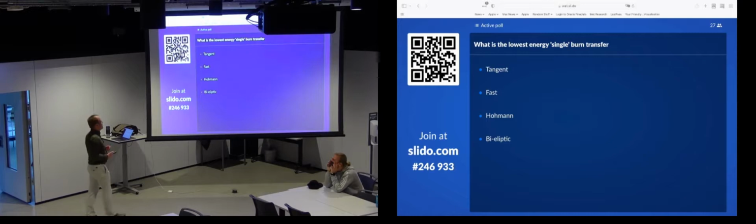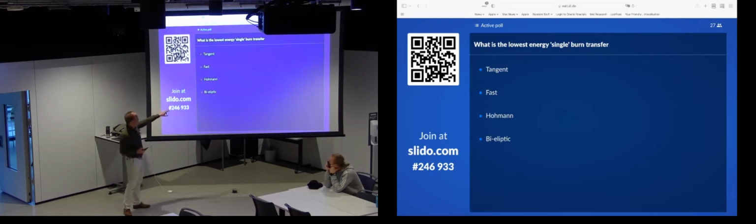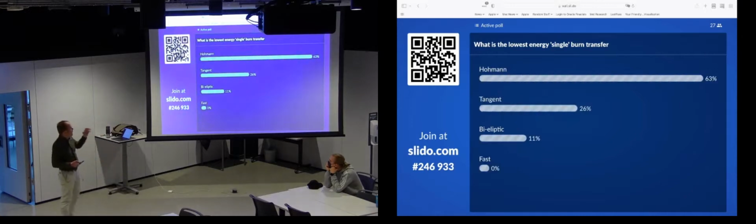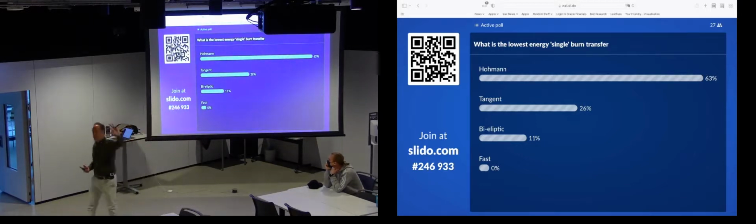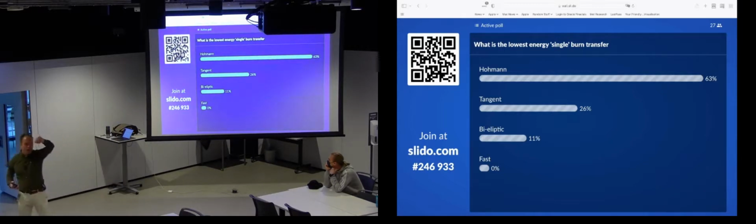So we have some typical transfers: tangent, fast, Oman, bielliptic. Hohmann transfer, named after the German, is our lowest energy single burn transfer. There are lots of cases, depending on where you're starting from and the eccentricities, where bielliptic transfers will actually be lower energy. You burn, do a higher energy injection above the orbit you want, and then come back down with the next burn. But that requires more than one burn.